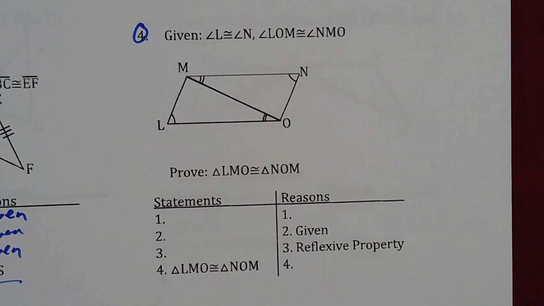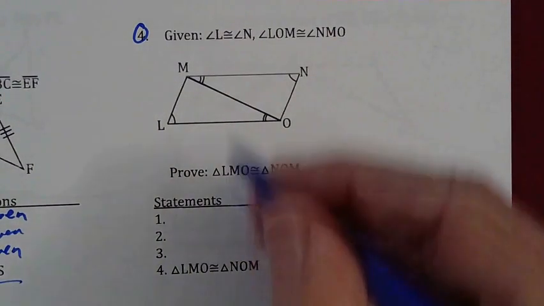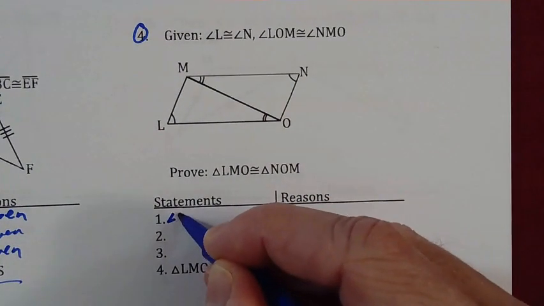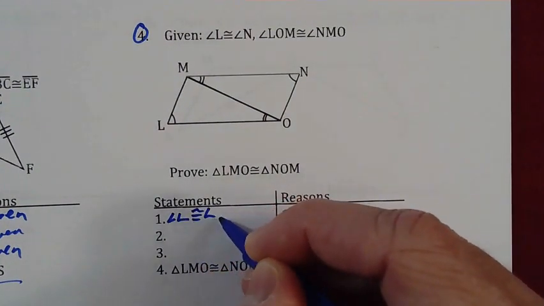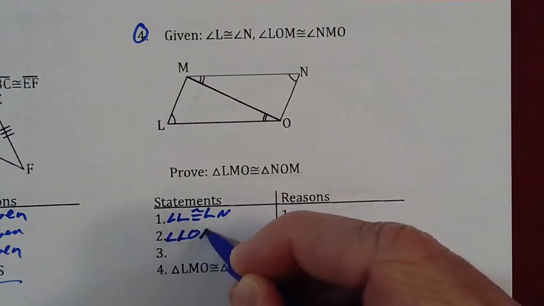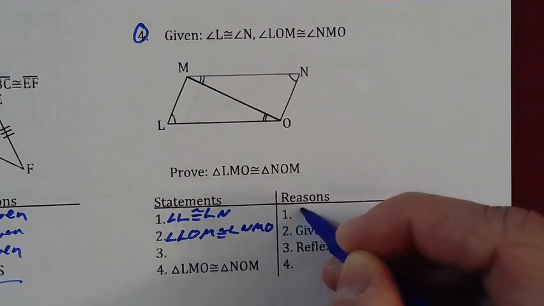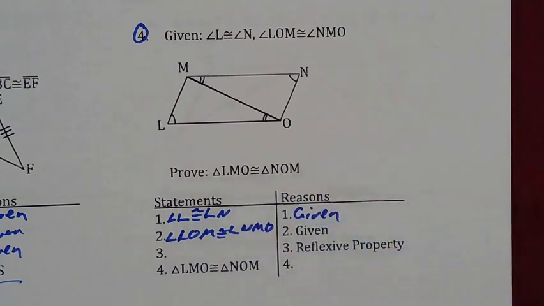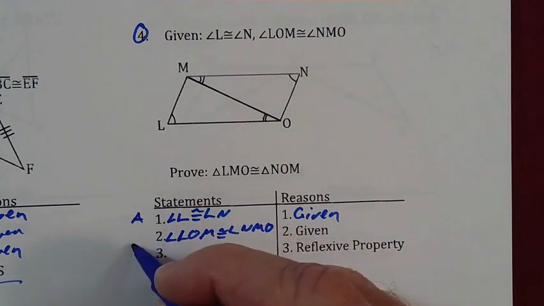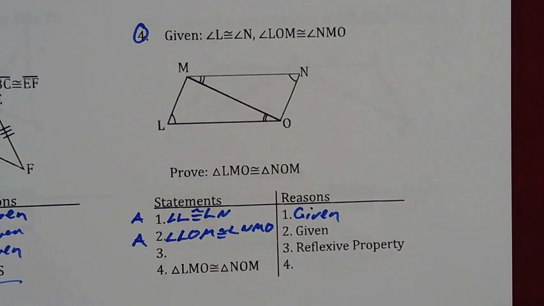Question number 4. Of course, we've got the given information. They haven't filled in any of that, so I will state that angle L is congruent to angle N, and angle LOM is congruent to angle NMO. These are both given to me. So there we go. That's all that's given, though, and that's definitely not everything, because that is one angle, that is another angle. They've got those labeled on there, but I need something else.